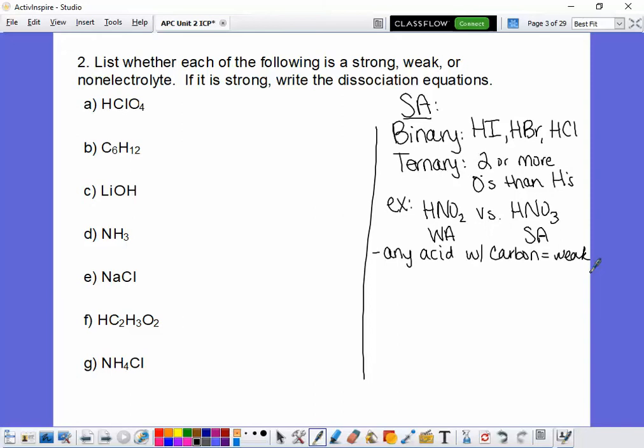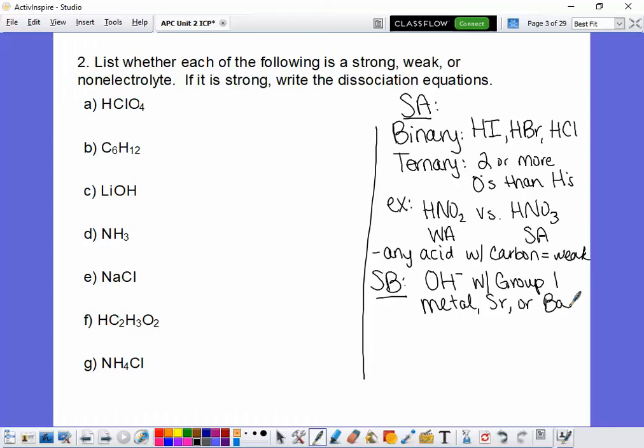Bases. There are a lot fewer rules for bases, but strong bases are, first of all, how do you know if something is a base? In general, most bases contain what? OH, hydroxide. Most bases contain hydroxide. So strong bases are going to be the hydroxide with a group 1 metal, strontium or barium. So not all group 2 metals are strong with hydroxide, only strontium and barium. And then any group 1 metal with hydroxide is going to be strong.